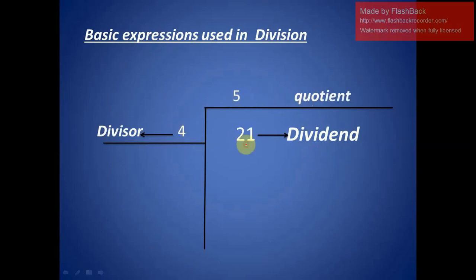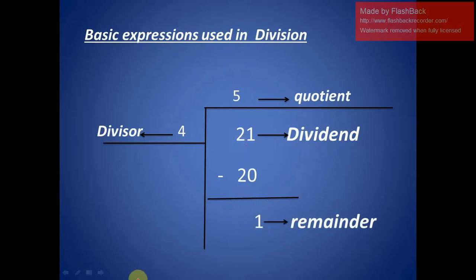4 times 5 equals 20, and 1 pound only is a remainder. We have 4 important expressions in the division. Number 1, dividend; divisor; quotient; last one, remainder.